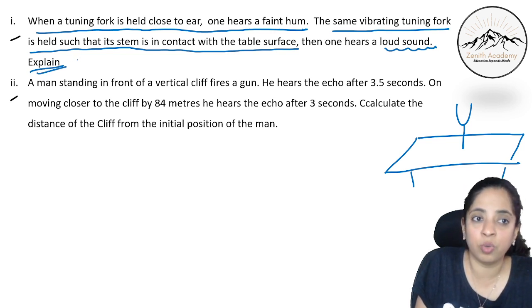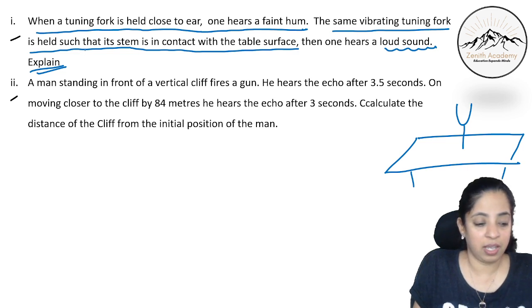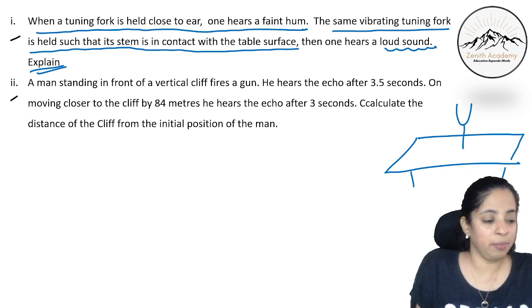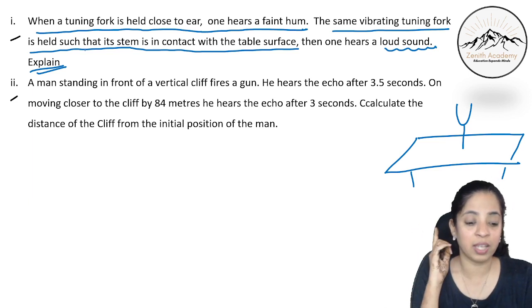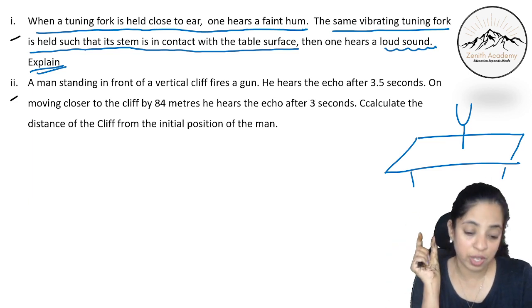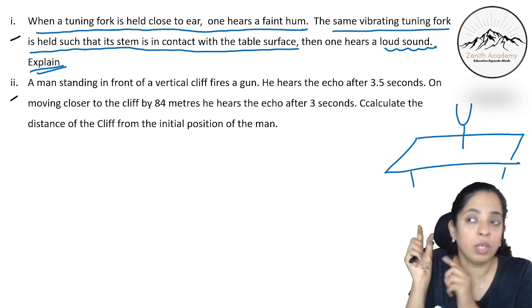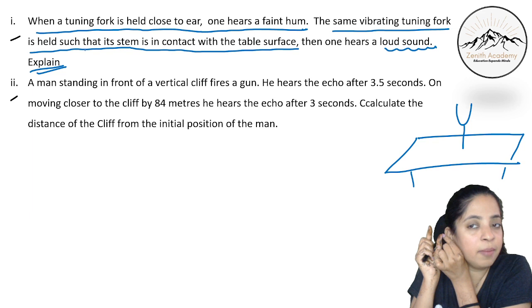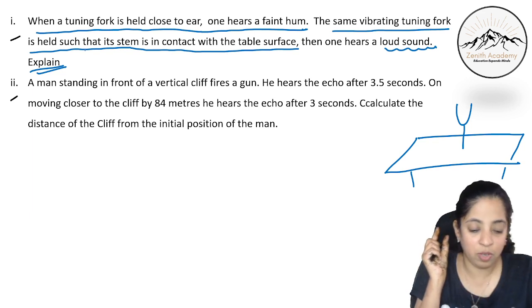I had explained to you in detail about the forced vibrations. Right, children? So let me read out the answer to this. When the tuning fork is held close to the ear, it disturbs a small volume of the air. Right? There is only a little air between the tuning fork and the ear, so it will disturb only that. Are you getting it?